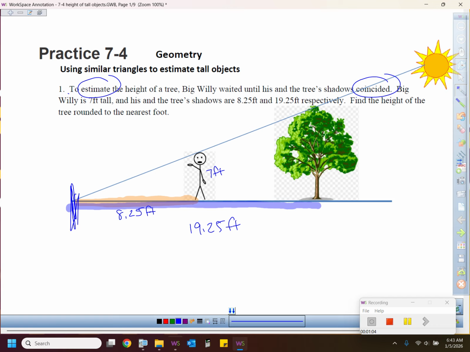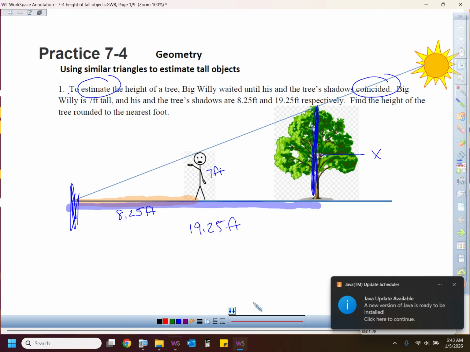So what we'll do is we'll just call that X. Imagine this is the height of the tree right here, and we'll call that X. Well, first of all, what does this have to do with similar triangles? It's this. We're assuming a lot of things here. That's why it's an estimate.